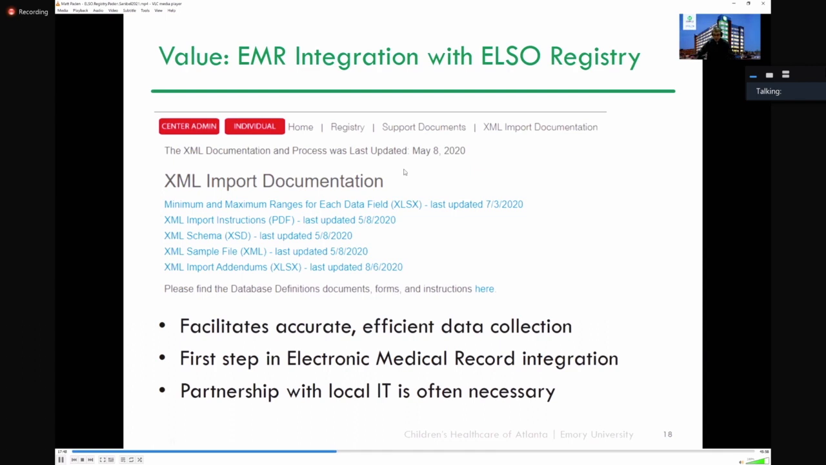If you go there, you can see how to get there. We have the forms that you can use, and oftentimes this is going to require partnership with your local IT providers to be able to get them to do this. But it makes a way where all of that data will be dumped into an Excel spreadsheet for you that is then easily uploadable into the ELSO registry. So this is not complete integration with the EMR, but it is a nice first step, and something that many of our centers have asked for and that we've been able to provide.